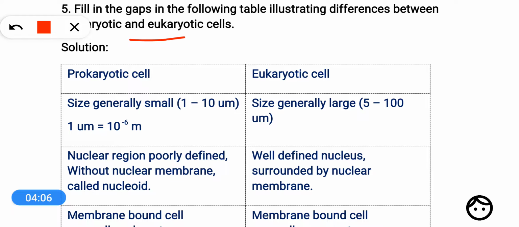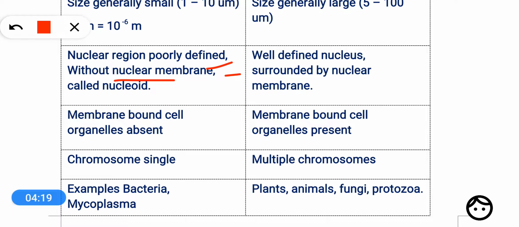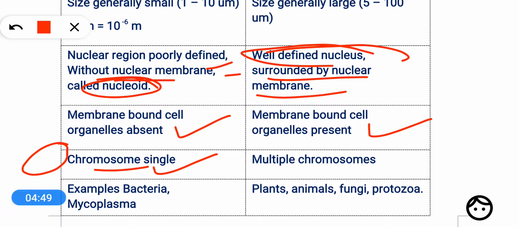Now the difference between prokaryotic and eukaryotic cell: you know the size of prokaryotic cell is 1 to 10 micrometer, but eukaryotic 5 to 100 micrometer. 1 micrometer is 10 to the power minus 6 meter. Nuclear region is poorly defined without nuclear membrane, and this is called nucleoid, while the nuclear region or nucleus is well defined because it is surrounded by nuclear membrane. Membrane-bound cell organelles are absent in prokaryotic cell, but membrane-bound cell organelles like chloroplast, mitochondria, plastids, and endoplasmic reticulum are all present in eukaryotic cell. Single circular chromosome is present in prokaryotic cells, but multiple linear chromosomes are present in eukaryotic cells.